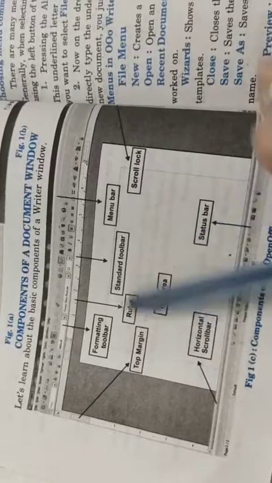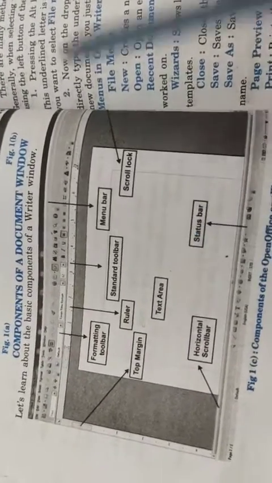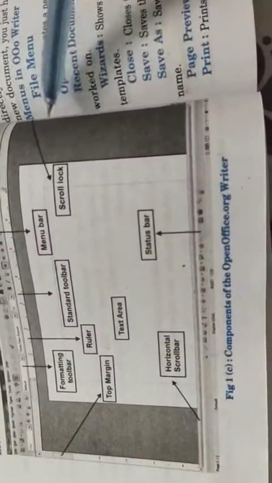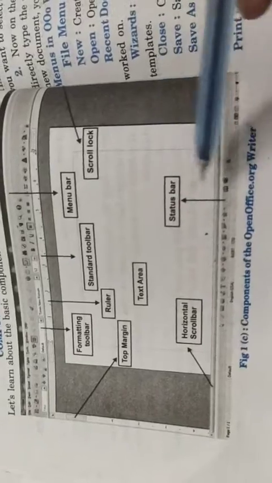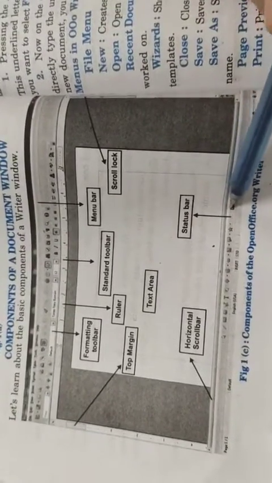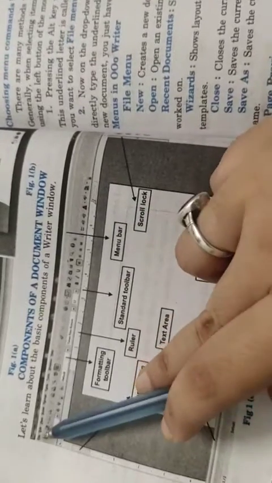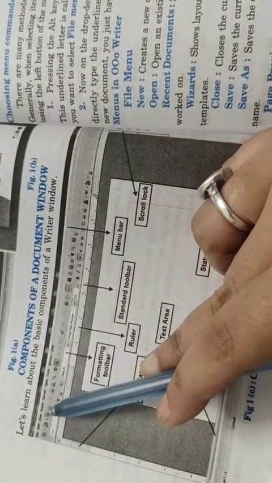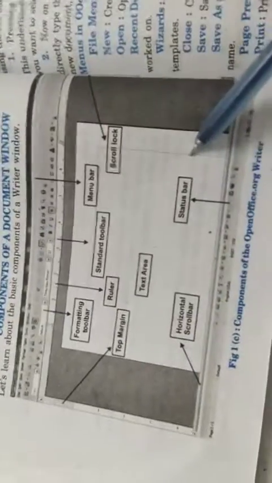This is the text area, where you can write anything. This is the scroll bar. This is for the up and down movement. This is the scroll bar. This is the status bar. It shows the current status of MS Word. This is the menu bar. The menu bar contains File, Edit, View, Insert, Format, Tools. We are all familiar with this.